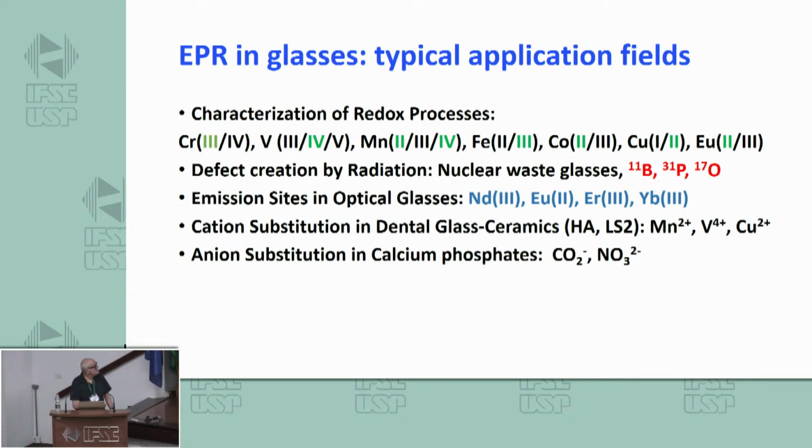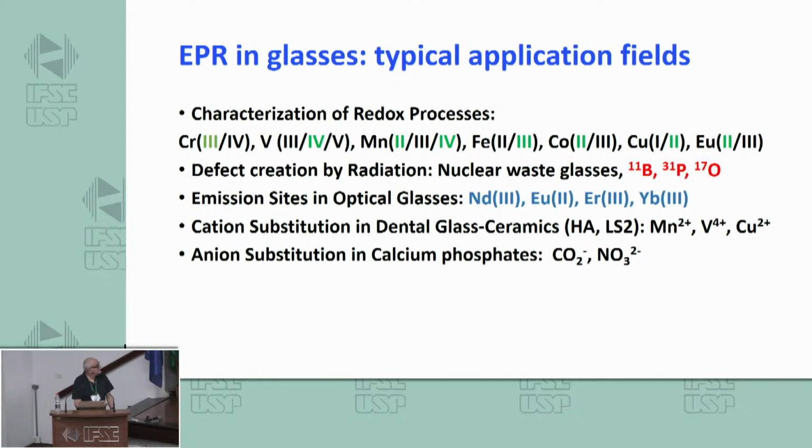Dental glass ceramics: manganese, vanadium, copper are often used to adjust the color of artificial glasses. And you can study their bonding state using EPR spectroscopy. They're added at very, very low levels, but the levels are sufficient to actually measure by EPR.